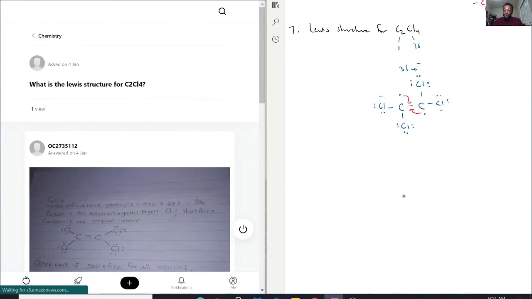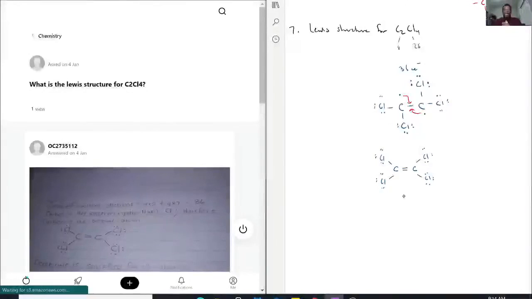So if we were to redraw this, we would have carbon double bonded with the other carbon, and now we can just put it like that. Or even more specifically, like this. And that's actually, as you can see, what they have in the picture here to the left of me. And this right here will be a Lewis structure for C2Cl4.